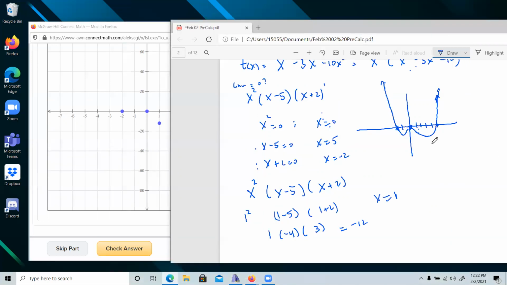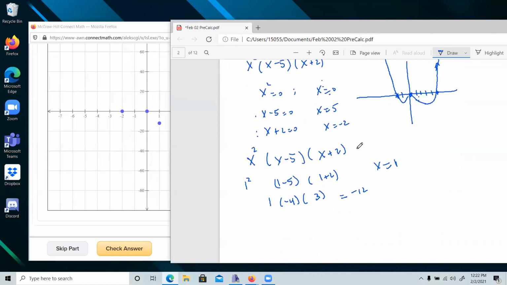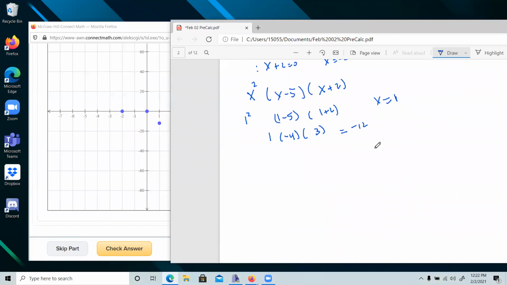So we have 1, -12. And they didn't tell me that I had to do it in different intervals or around different zeros. We could pick 2. It's okay. We could pick -1. Okay, let's let x equal -1.